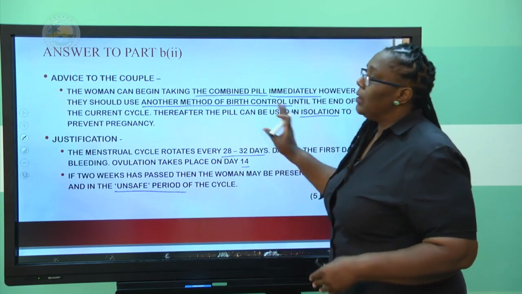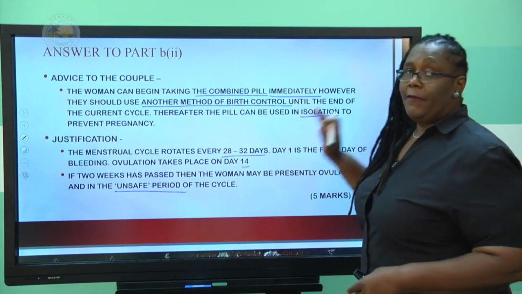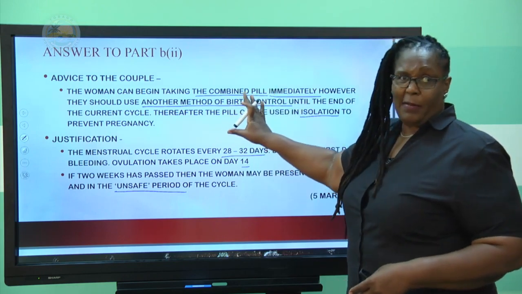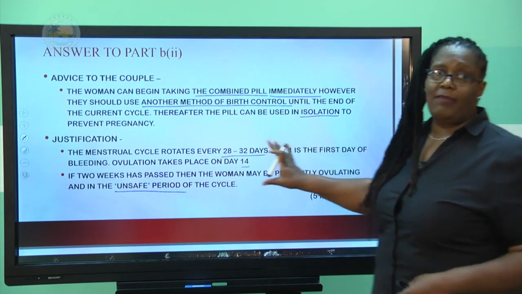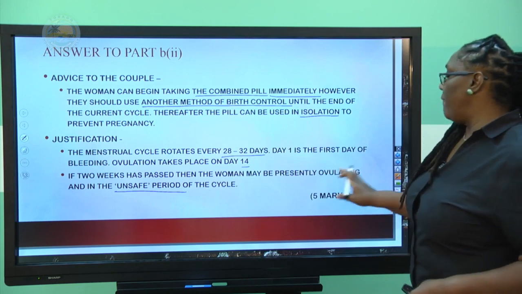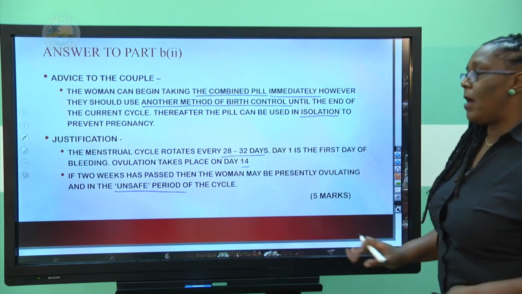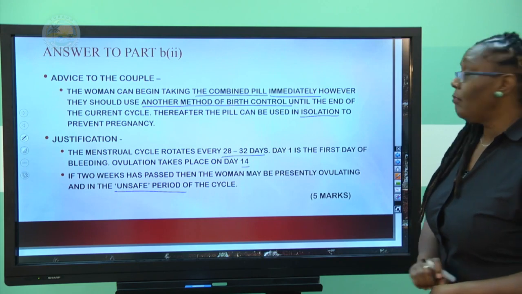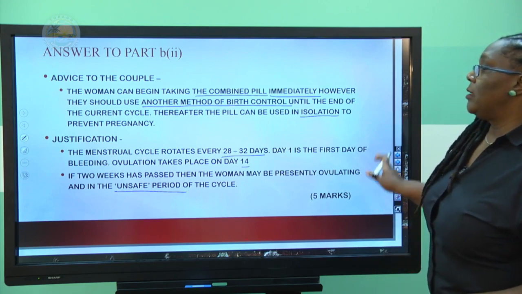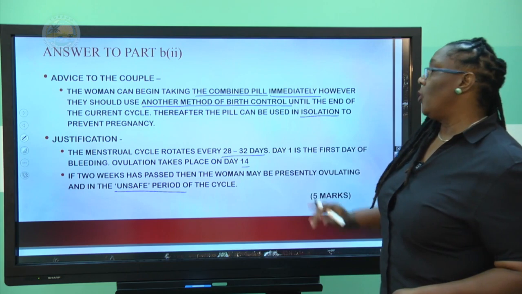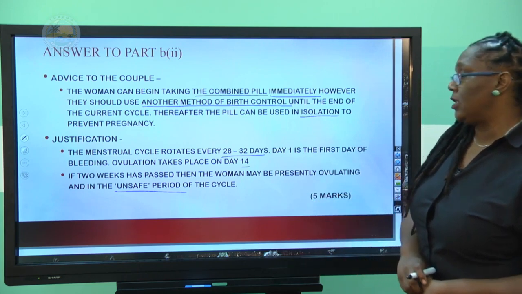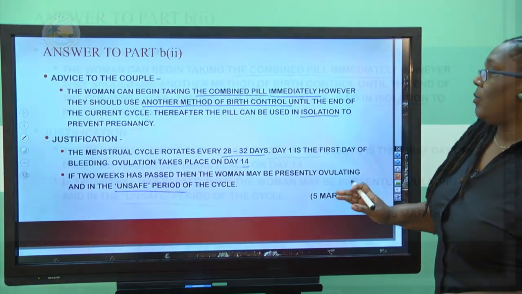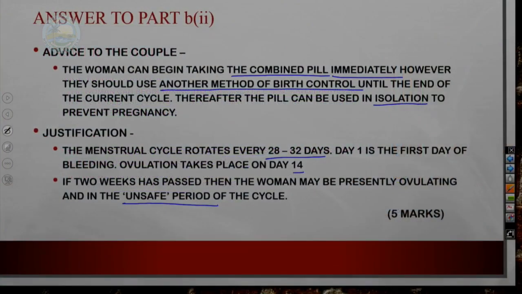So this question, it was a 2-part question. They first asked you for the advice to the couple, and then they asked you to justify why you would give that advice. Good? And so the 5 marks, how do you think this 5 marks should be shared? You can say that 3 marks will be given to one part, and another 2 marks to be given to the other part. Good? I would have given the 3 marks to the first part and the 2 marks to the second part.